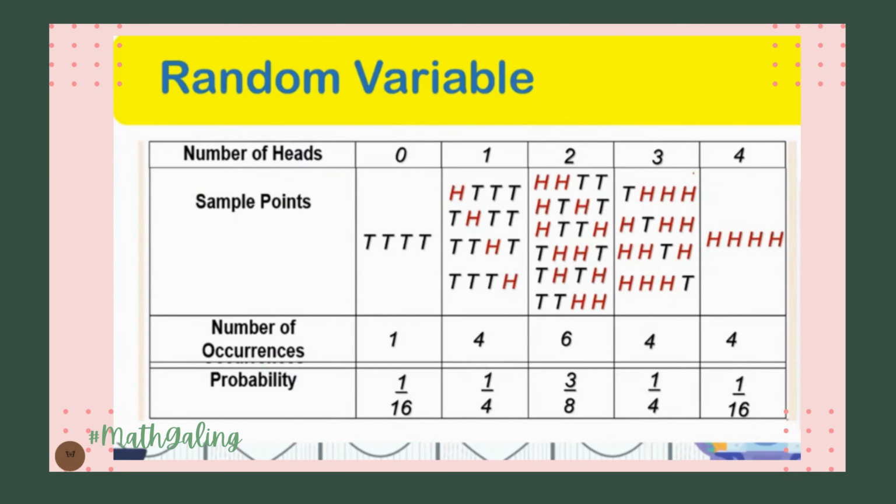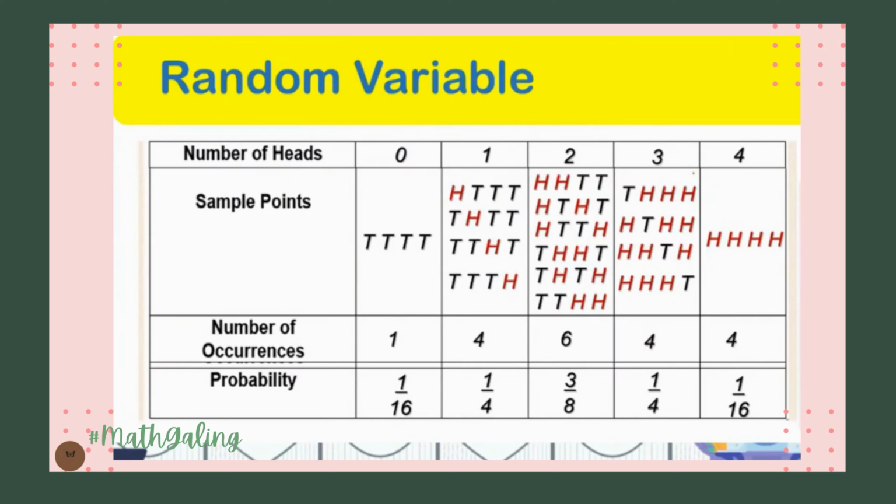We will now get the relative frequency, in the form of a fraction, or we can also do it in decimal form. This will serve as its probability based on the relative frequency. So what does it mean? We get the total, which is 16. So 1 out of 16, because there is 1 occurrence out of the 16 sample points. This is the probability that we will get zero heads in the outcome.